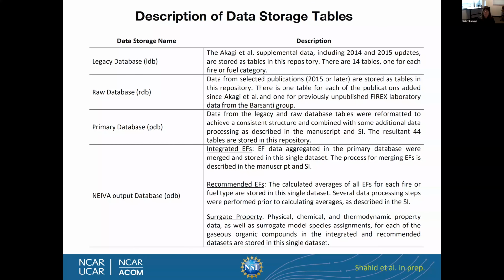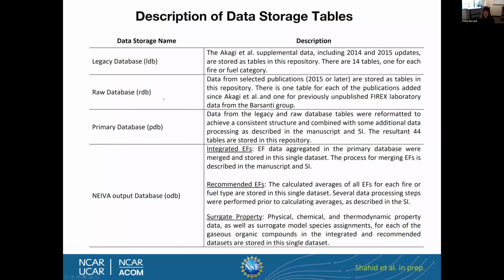Okay, a little more about each of these sets of tables. A database is really a set of tables. The legacy database is the Akagi 2011 paper. All of the data that were in 2011 are in this legacy database, as well as updates that happened in 2014 and 2015. The data are organized in tables. We have 14 tables, 1 for each fuel or fire category. We made some changes to the fuel and fire categories. These are described in the forthcoming publications. I'm not going to go into those. I don't have time here.